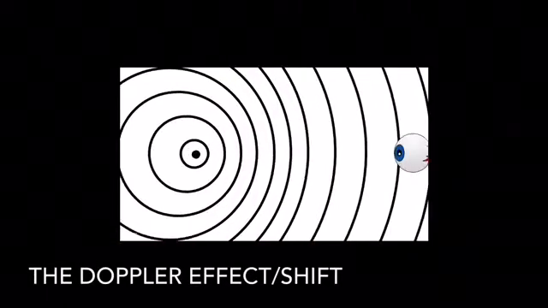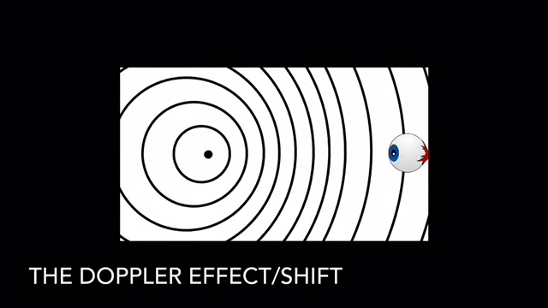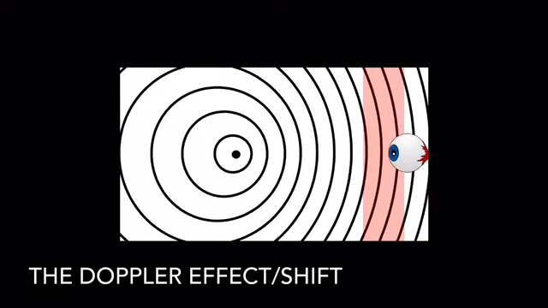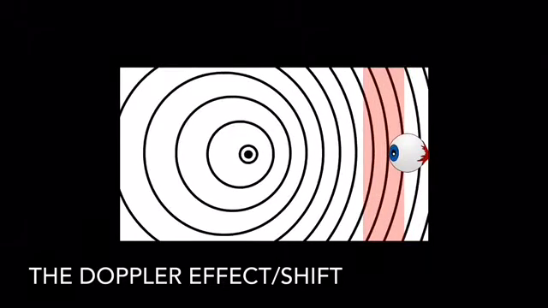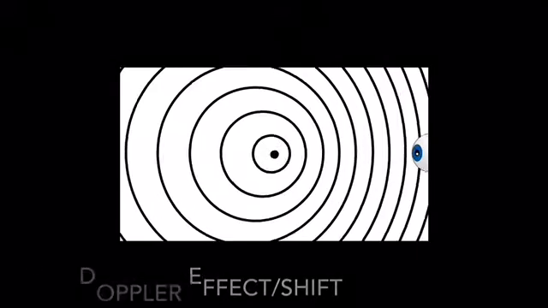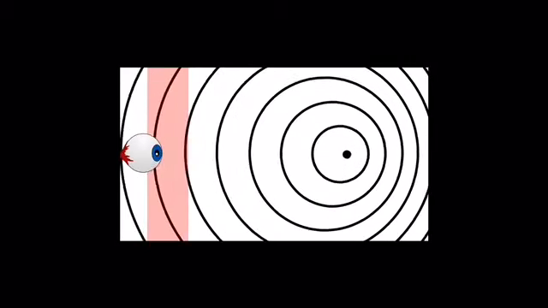The Doppler effect or Doppler shift describes the apparent change in frequency of a wave caused by relative motion between the source of the wave and the observer. Waves emitted by an object traveling toward an observer get compressed, prompting a higher frequency as the source approaches the observer. In contrast, waves emitted by a source traveling away from the observer get stretched out, prompting a lower frequency.